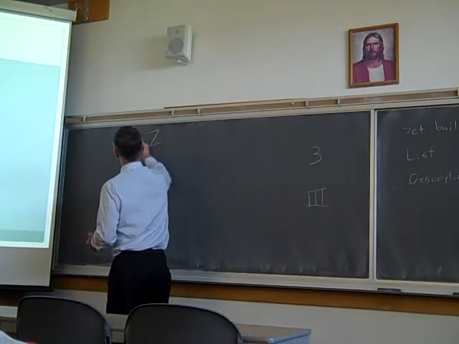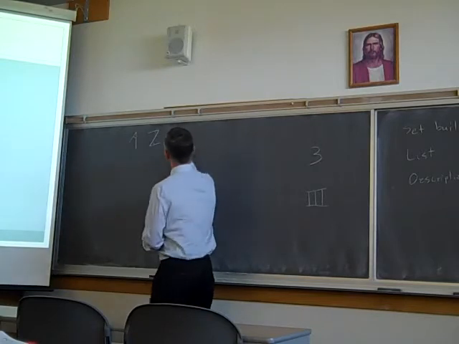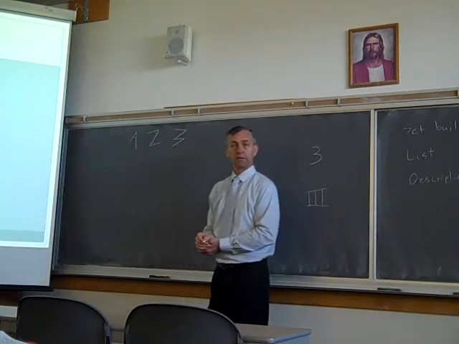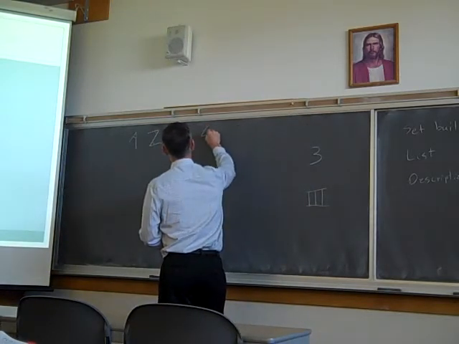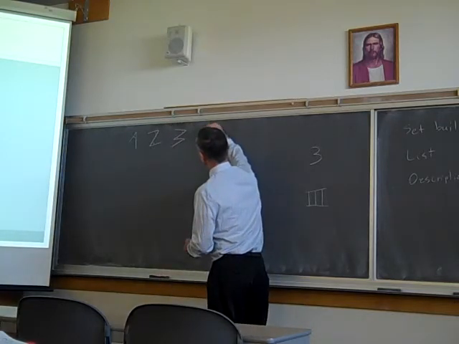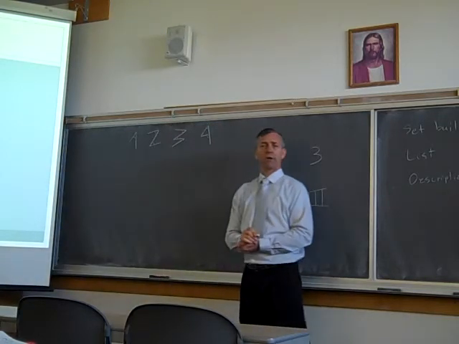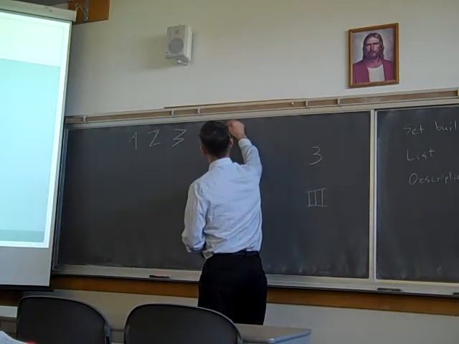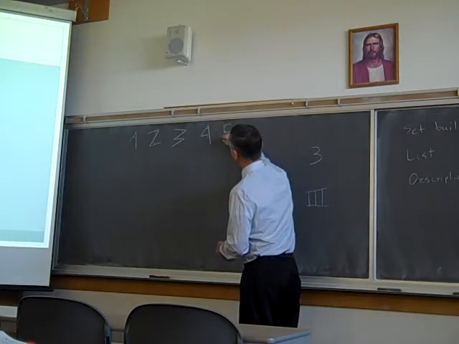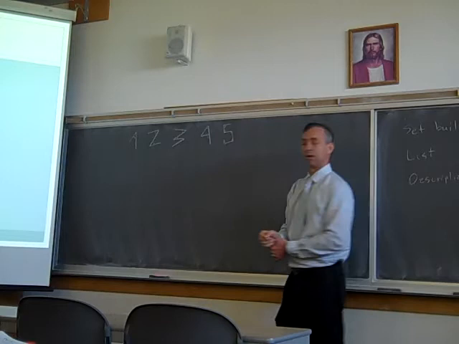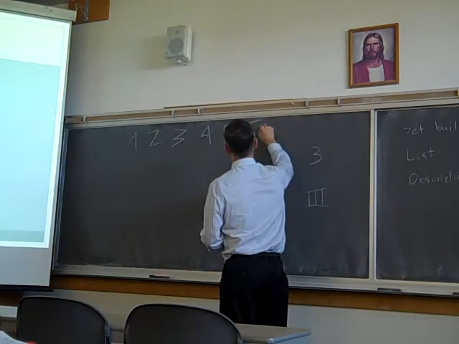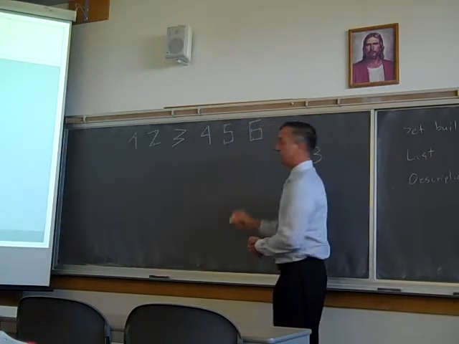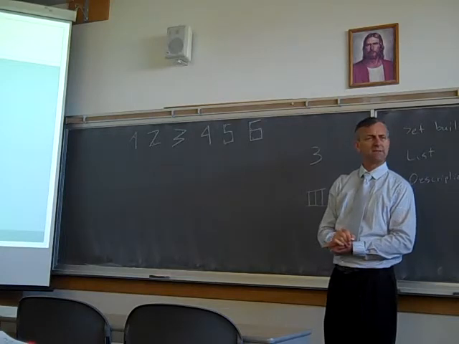See, there's 1 angle. There's 2 angles. Here's 1, 2, 3. 1, 2, 3, 4. 1, 2, 3, 4, 5. 1, 2, 3, 4, 5, 6. What about this next one?